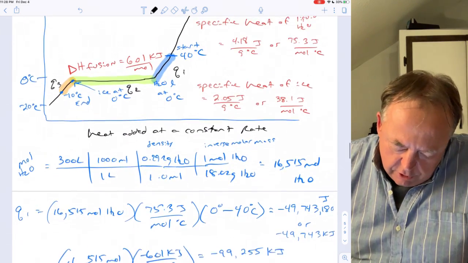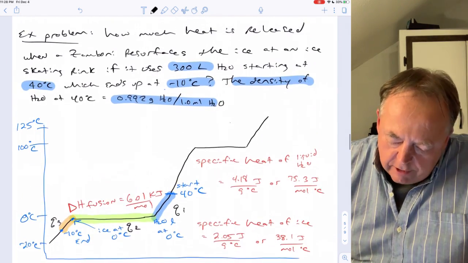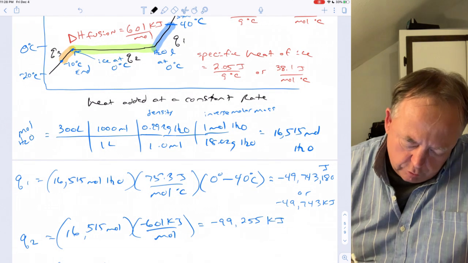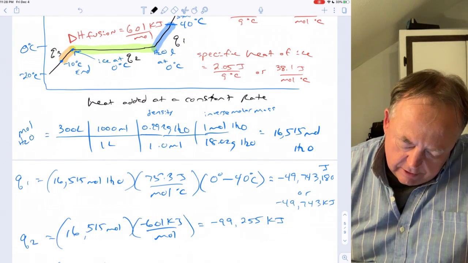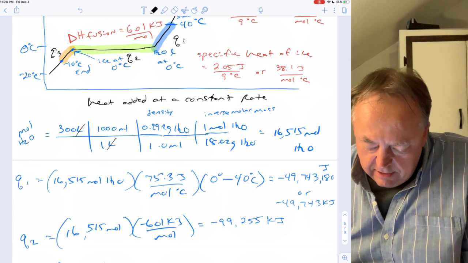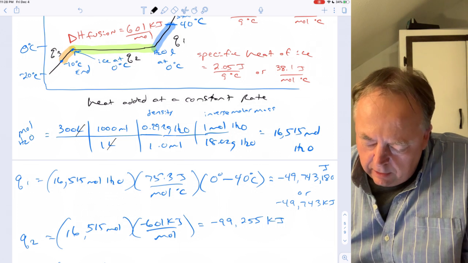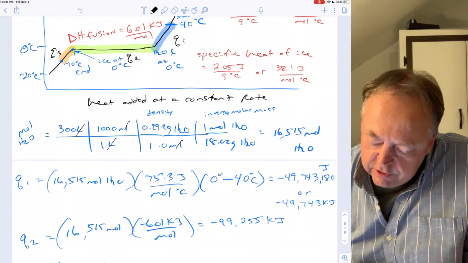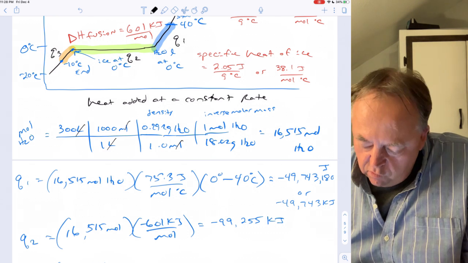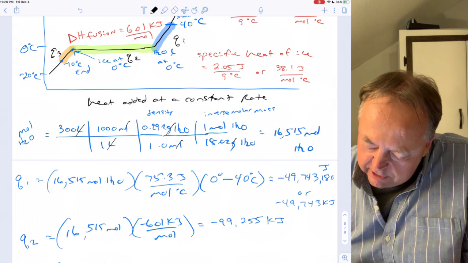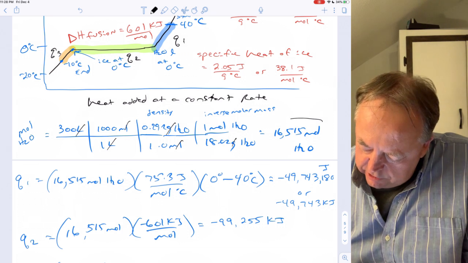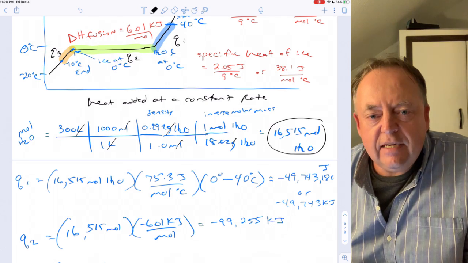Okay, so to do this, first of all, since we're starting with 300 liters, we need to convert that to how many moles that is. So 300 liters, we'll convert liters to milliliters, so liters cancel out. And then use the density to convert from milliliters to grams, so milliliters cancel out. And then once we have grams, we can use the inverse of the molar mass of water to convert to moles, so grams cancel out. So this would be 16,515 moles of water.